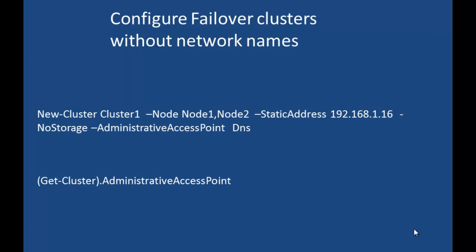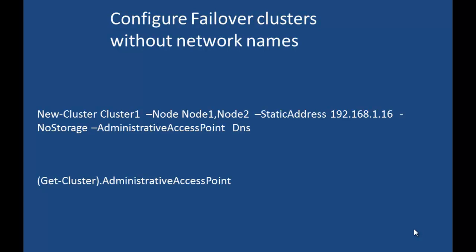If you use this deployment method, creating the failover cluster without network names, the cluster network name, also known as the administrative access point, and network names for any clustered roles with client access points are registered in the domain name system. However, no computer objects are created for the cluster in Active Directory Domain Services.